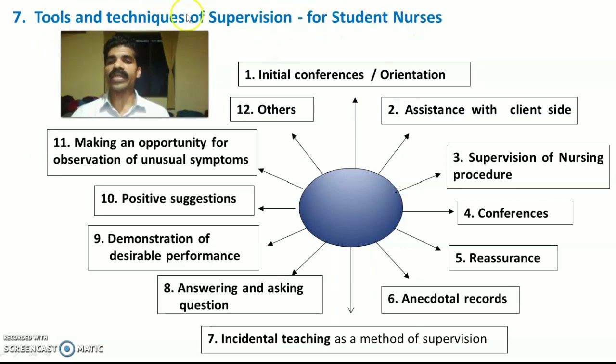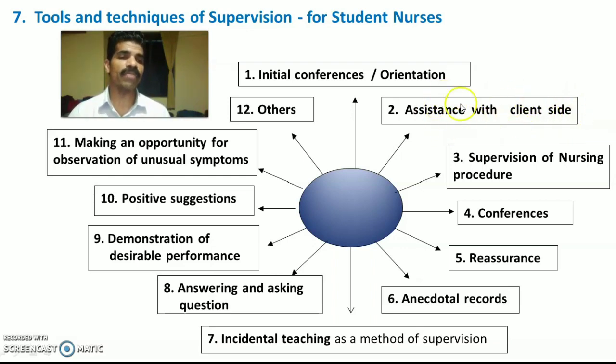Then the seventh function is tools and techniques of supervision of the nursing students. So tools and techniques for supervision of the student nurses. It includes the initial conference, conducting the conference at the beginning with an orientation program for the students on the first day of the PHC or sub-center visit or posting. So initial conference. Then the second tool and technique is assistance or helping the students to render the services to the client, that is assistance on the client side, the patient side or the family member side.